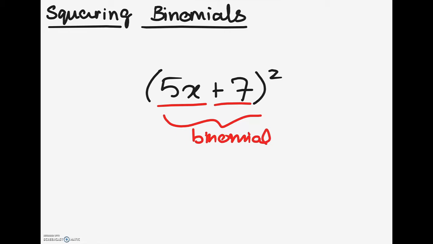And what's squaring a binomial? It's essentially just raising it to the power of 2. So just how you would square a number, you're going to be squaring this binomial and solving for your final binomial. So let's work on a couple of examples.